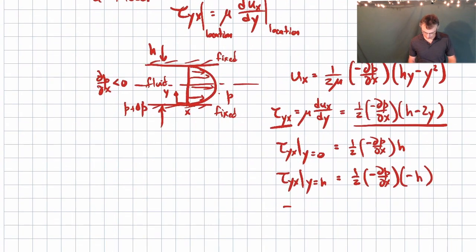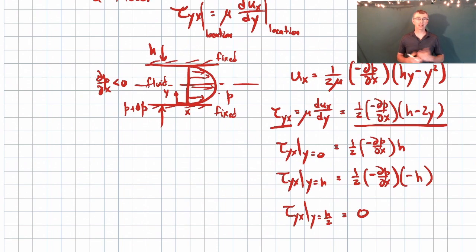The shear stress at the middle, at y equal to h over 2, would be 0, right along the center line. That makes sense because if you look at the center line, right in the middle there, the velocity gradient is 0.